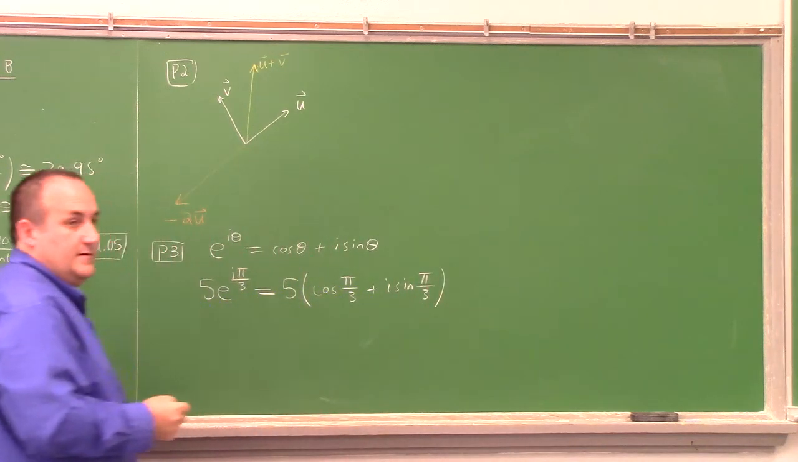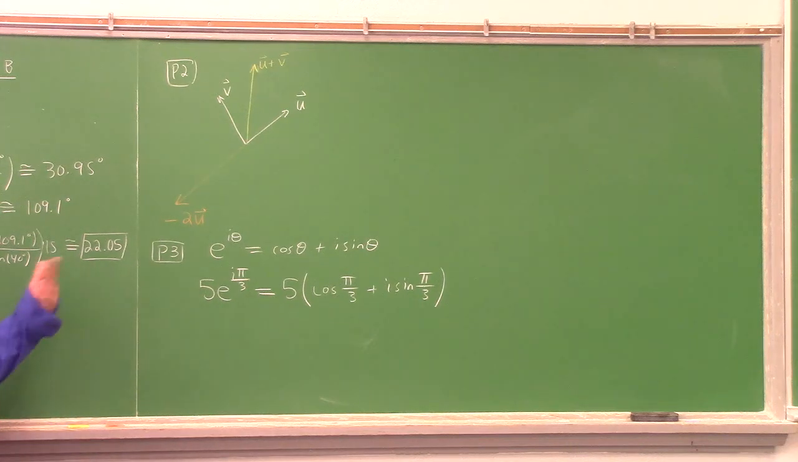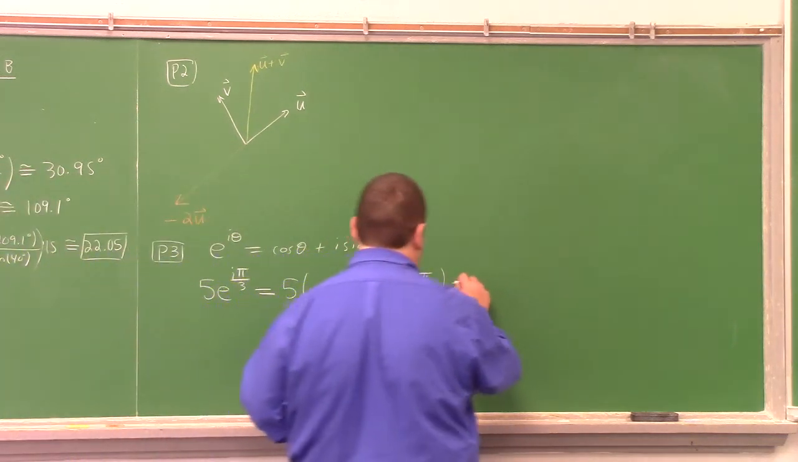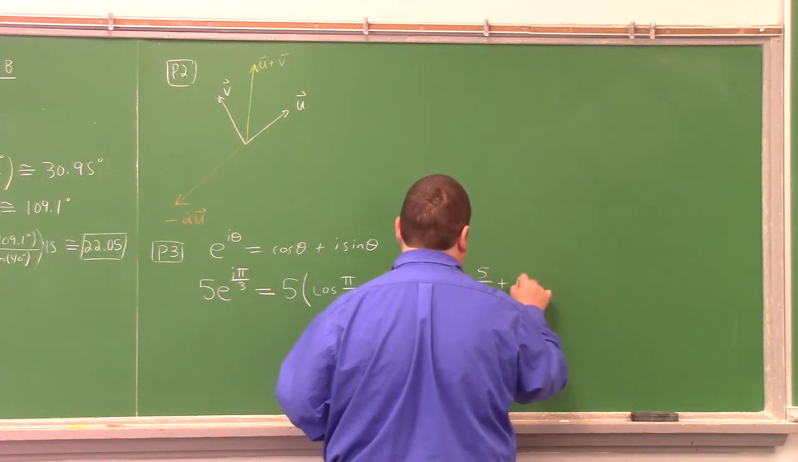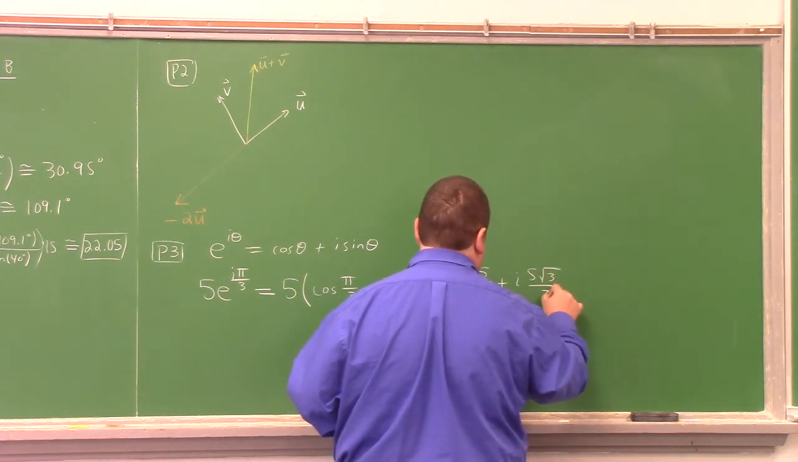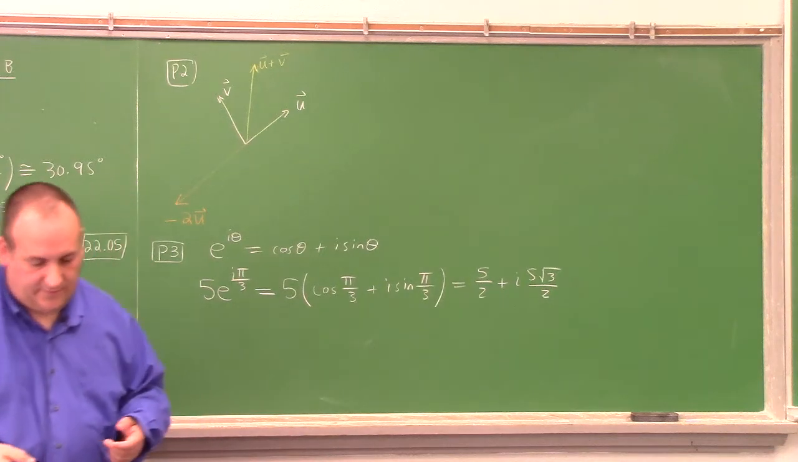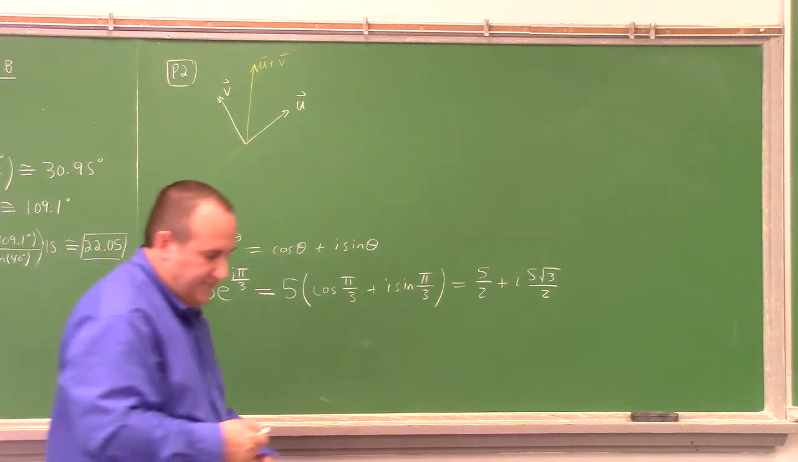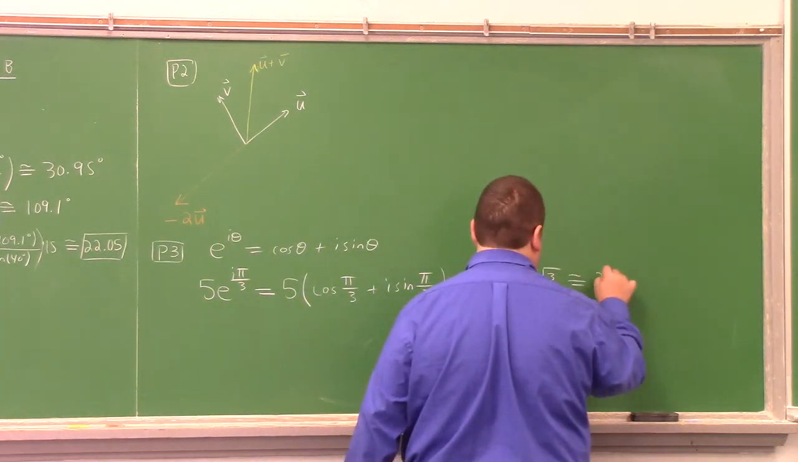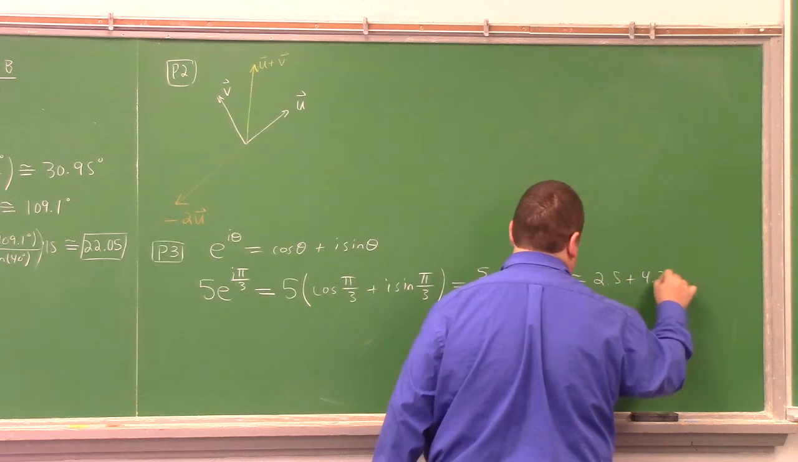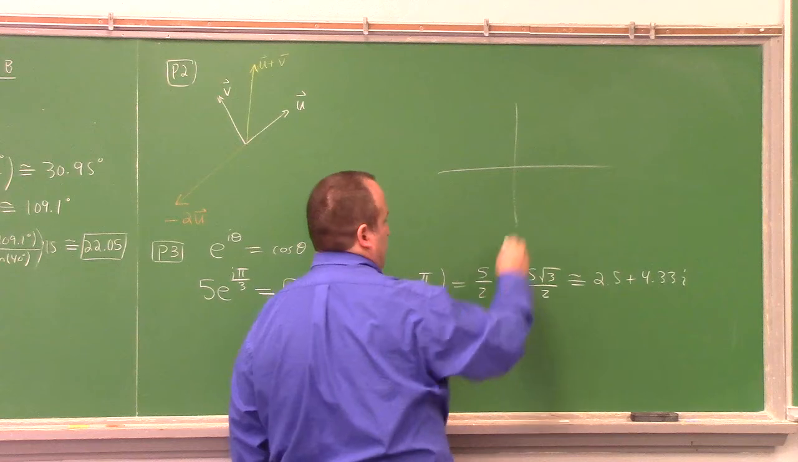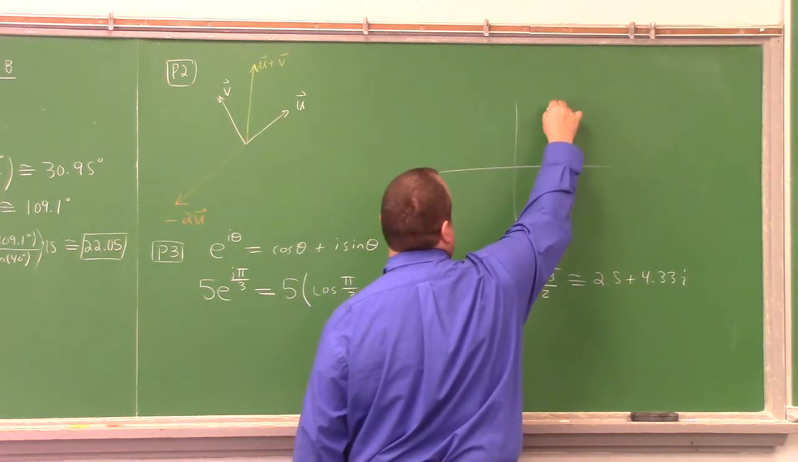Like that. And, well, these are just special angles, right? So we know these. Cosine of pi over 3 is a half. Sine of pi over 3 is root 3 over 2. So we get 5 halves plus i 5 root 3 over 2, which for the purpose of graphing, it's nice to notice that that's about 2.5 plus 4.33i. Right, so as I'm plotting that, I go, okay, 2.5 over and 4.33 up, so that's basically where z1 is.